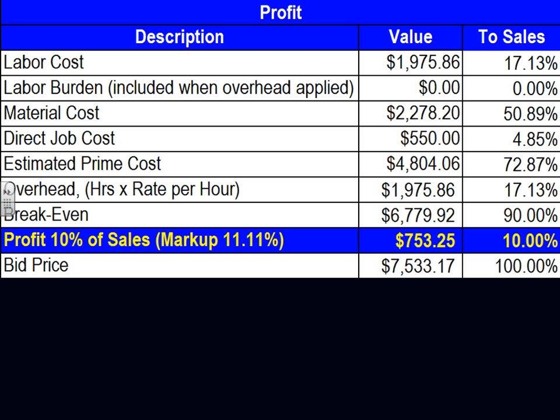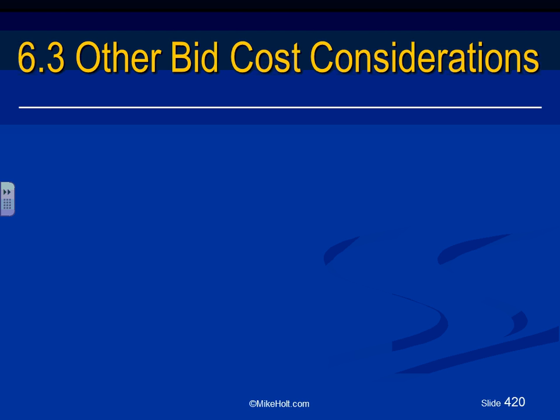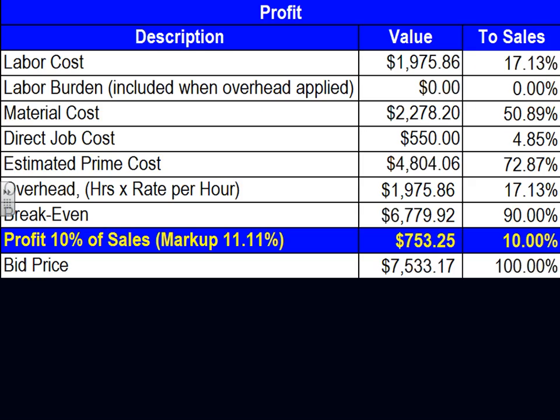10% of this. In order to get this value, you have to go to the break even carry and multiply it by 11.11%. So you multiply the 6,779.92 by 11.11%, get this value, add them up, and get this value. That will get you a 10% profit on the overall sale. Any comments, gentlemen? Any questions? If there's anything confusing in the past, it was the markup versus the profit percentage.